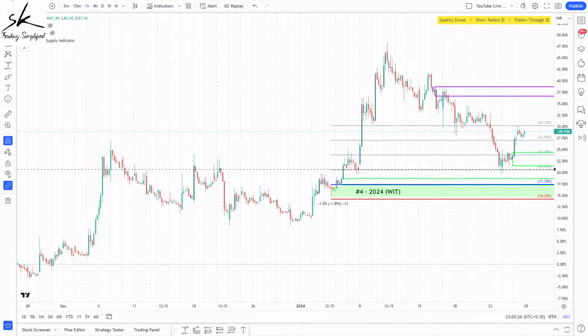Once the zones are formed, the way we are doing the analysis, the complete analysis has to be done to understand whether it matches with your trade plan or not.